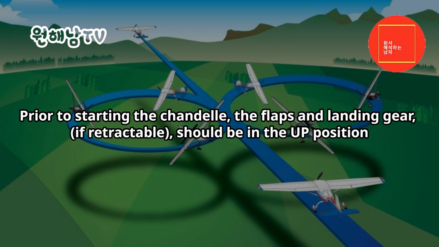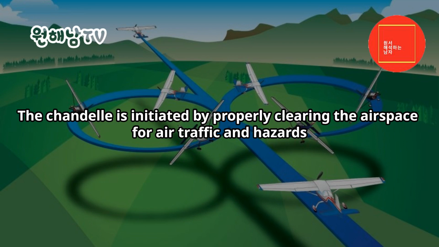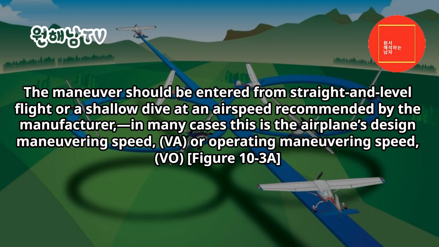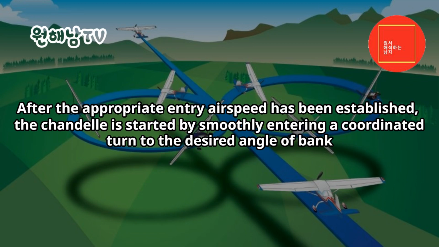Prior to starting the chandelle, the flaps and landing gear, if retractable, should be in the up position. The chandelle is initiated by properly clearing the airspace for air traffic and hazards. The maneuver should be entered from straight and level flight or a shallow dive at an airspeed recommended by the manufacturer, in many cases. This is the airplane's design maneuvering speed, VA, or operating maneuvering speed, VO. Figure 10-3A. After the appropriate entry airspeed has been established, the chandelle is started by smoothly entering a coordinated turn to the desired angle of bank.